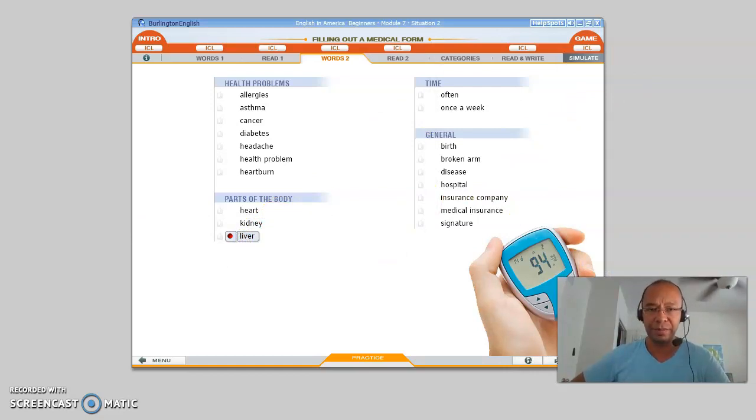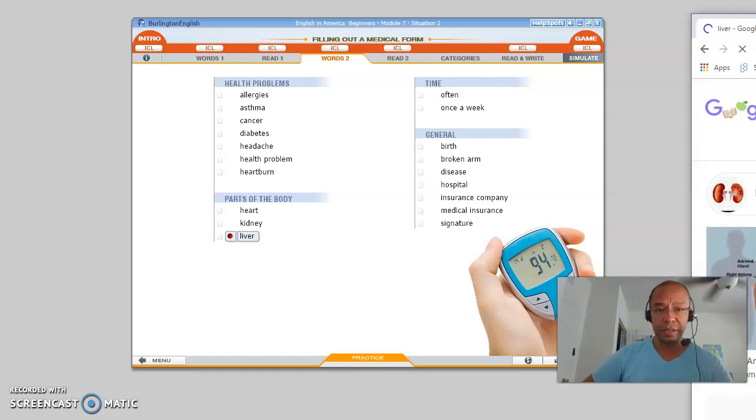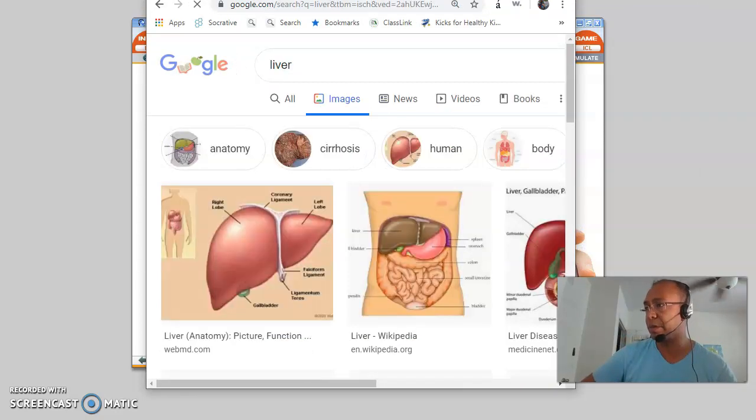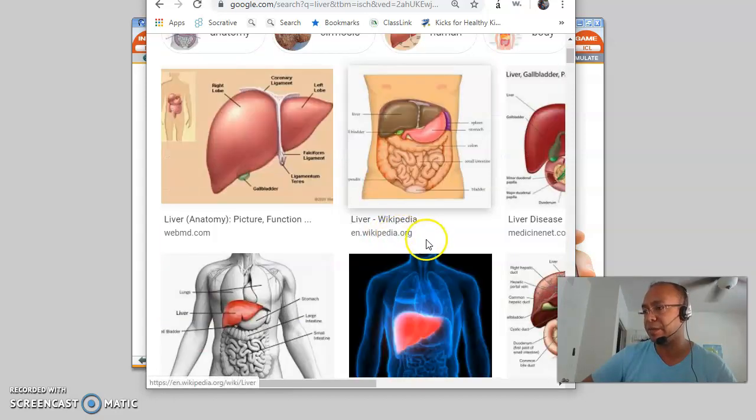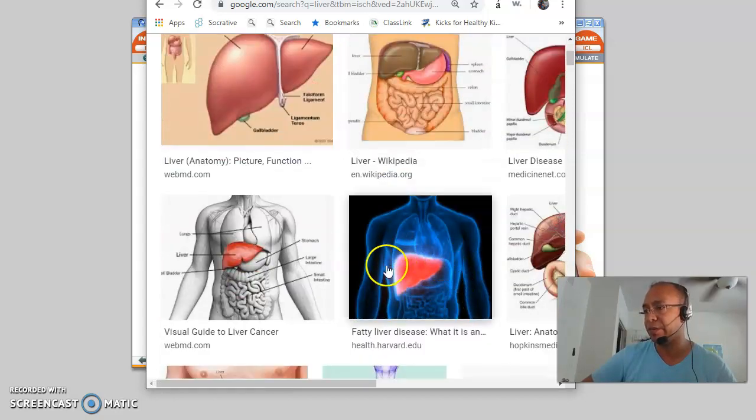Liver. Your liver is also a very important organ in your body. Here is a picture of the liver. The liver is located right here, right above your stomach. Okay? This is your liver. Very important organ in your body.